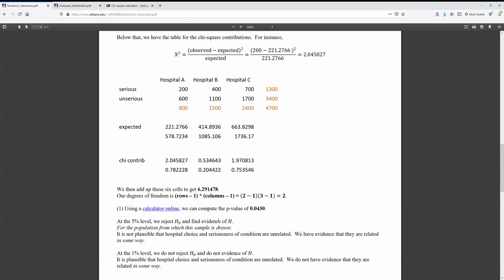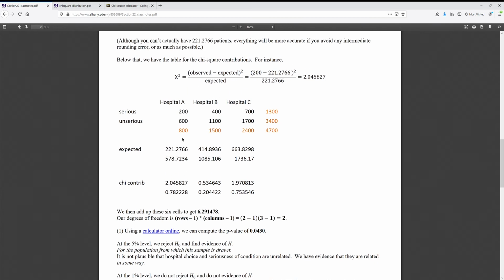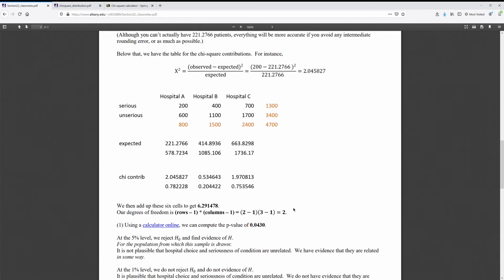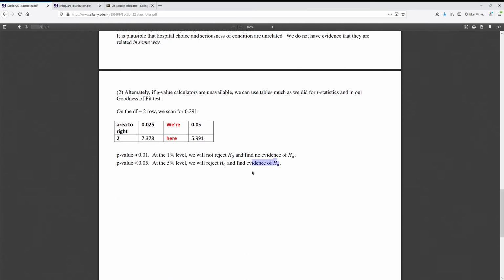And from that you can dig back into the tables to see what's going on. Hospital A serious is a little less than you would have expected, and so forth and so on. So you can form your own conclusions from there. But we do find evidence of some relationship.